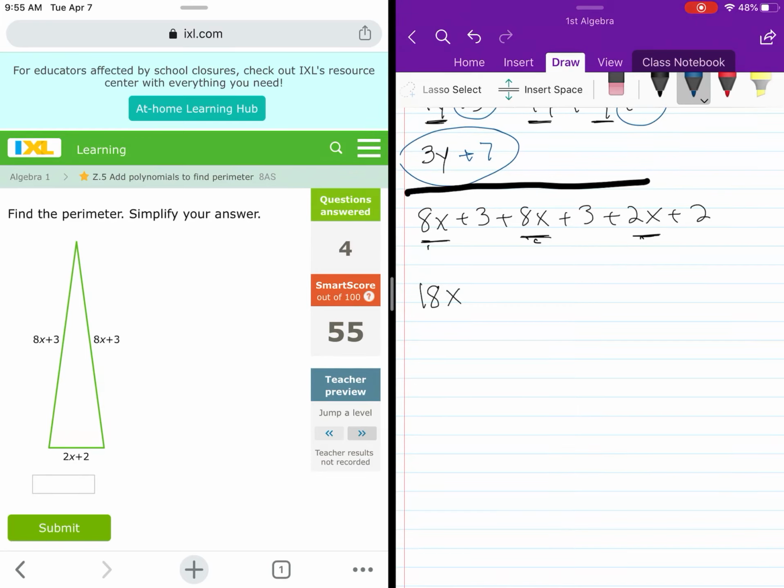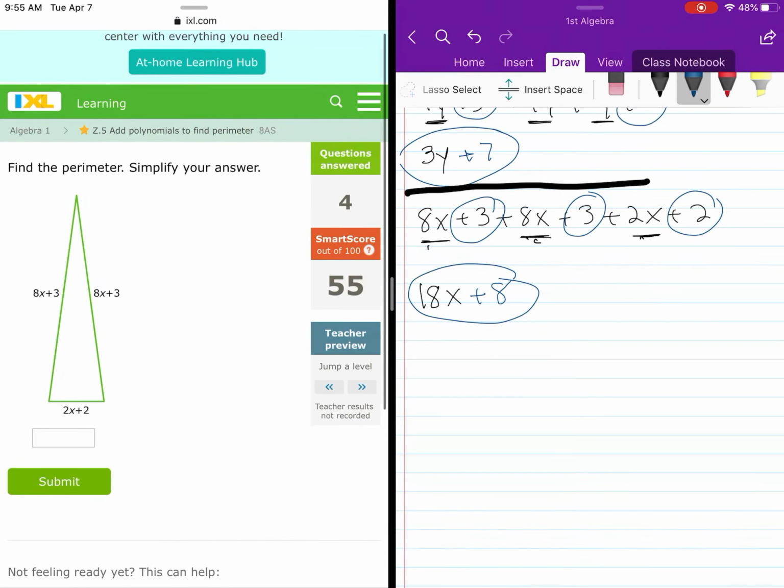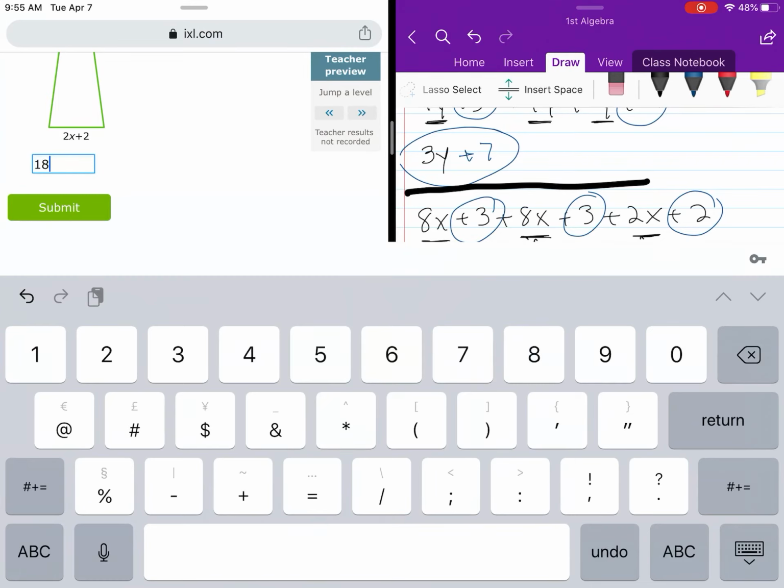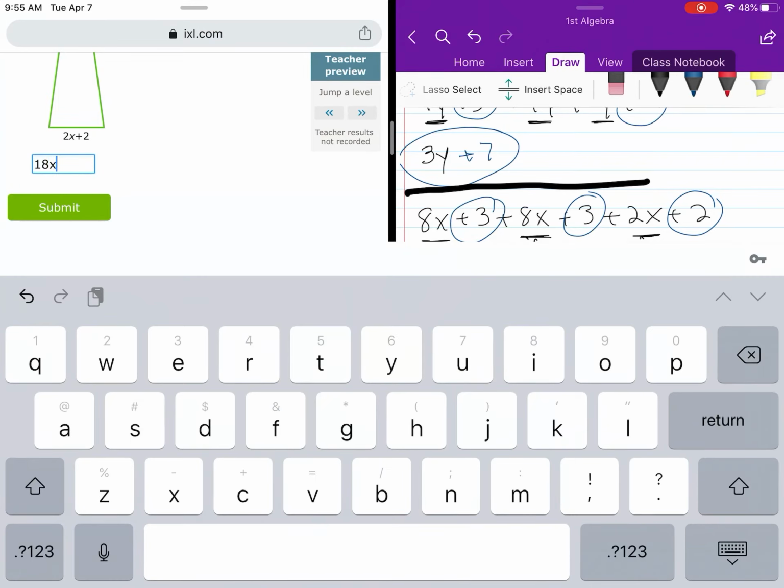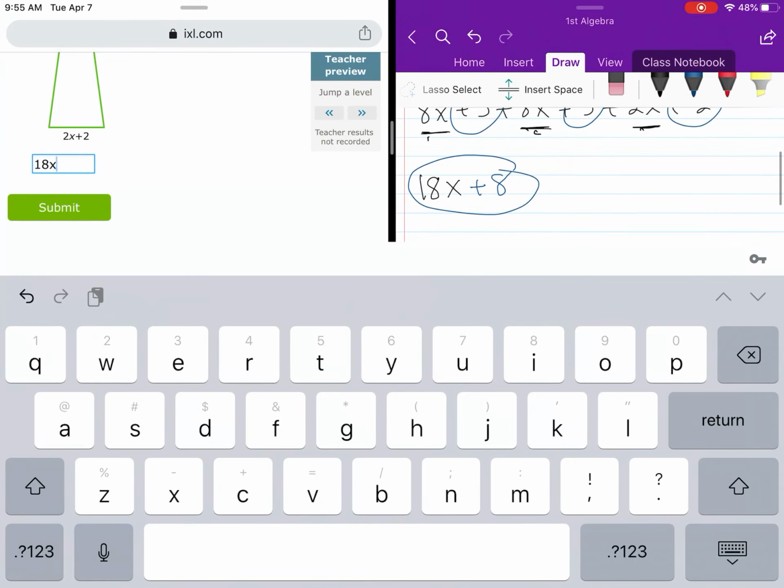And then I have positive 3, a positive 3, and a positive 2. So 3 plus 3, that's 6. And 6 plus 2, that is 8. 18x plus 8.